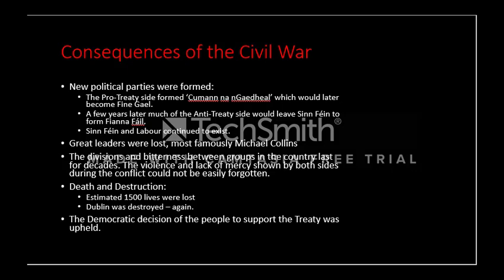The death and destruction was estimated at about 1,500 lives lost due to the Civil War, and Dublin once again was destroyed. However, the democratic decision was upheld. The country voted for people who were supporting the treaty. The pro-treaty side came out victorious, as victorious as anyone can be in a civil war, and they set up a government and they led that government.